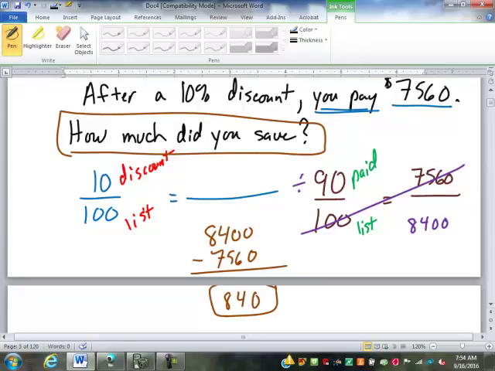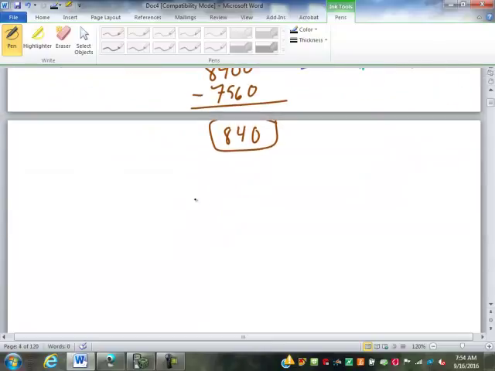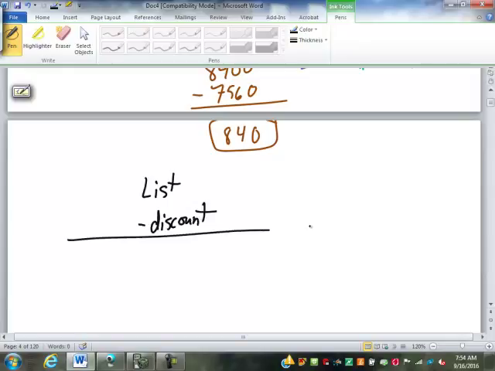Now on a percent decrease or a discount problem like this, which is a version of a decrease or increase problem, sometimes rather than starting with the percent, it's easier to start out with the words that are involved. So in a problem like this, you might just write out list price minus discount equals the amount paid. Just like I did up above.